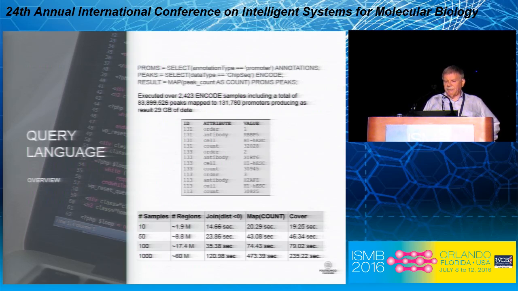And I will give you a very simple example of what we mean by the query language by this very, very simple query, which essentially is selecting the promoters from annotations, is selecting the ChIP-seq experiments from ENCODE, and is mapping the peaks of every ChIP-seq peak over all the promoters and counting how many peaks are there.